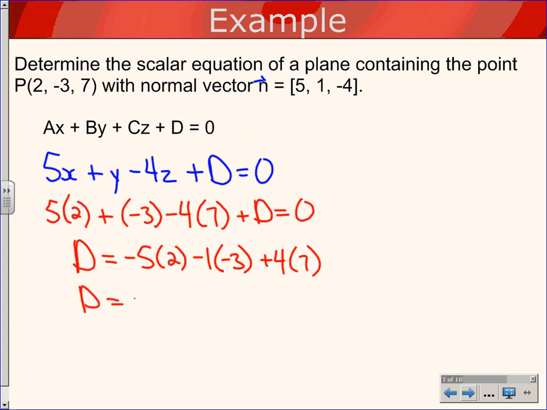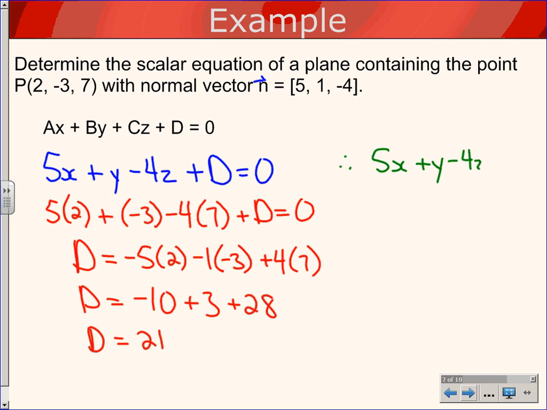And now we'll just simplify. What's that, 321? So now we have our equation. Therefore, 5x plus y minus 4z plus 21 equals 0. Sorry, the smartboard's not working so well. So we have our equation, and it's going to be much nicer to use this equation just for managing to get rid of all of those parameters.